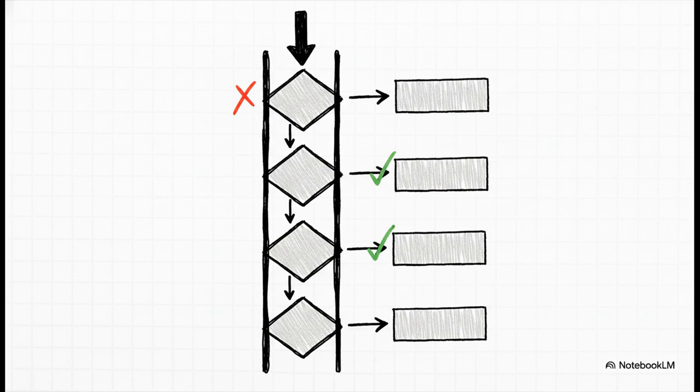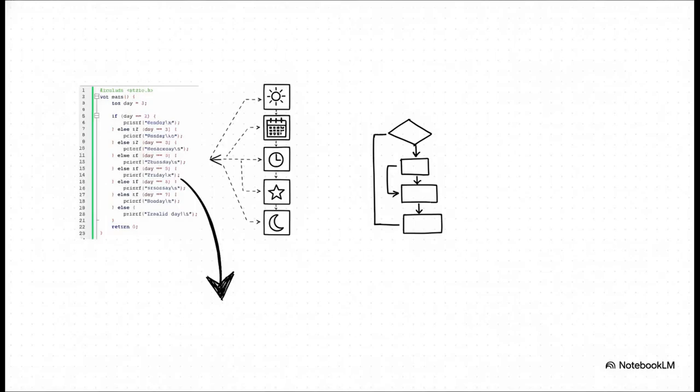It tests the first condition. If that's false, it just moves on to the next else-if, and so on, right down the ladder. Now, this is a world of difference, right? Compare that messy grade pyramid to this code for finding the day of the week. The logic is so clean. It just flows straight down.